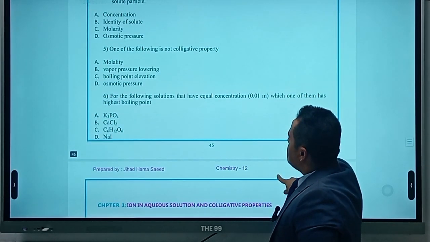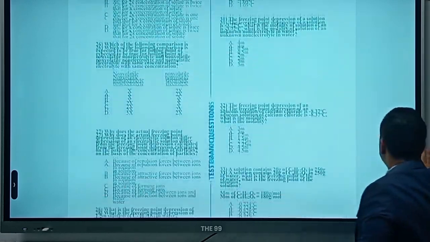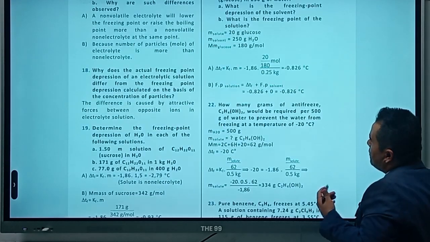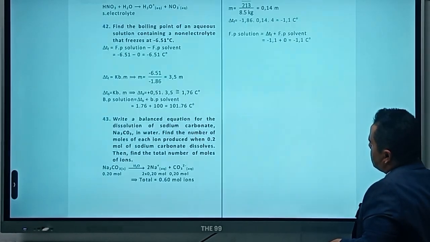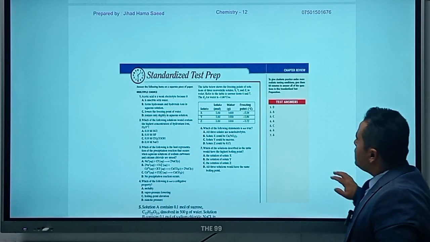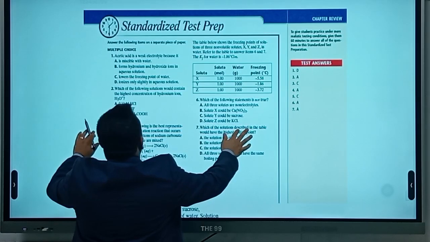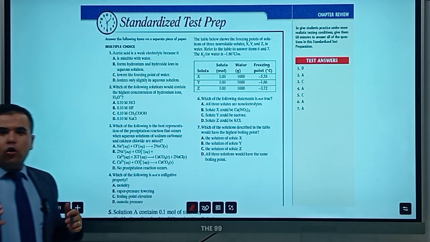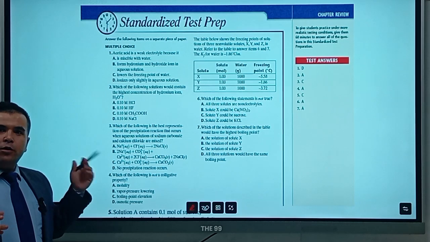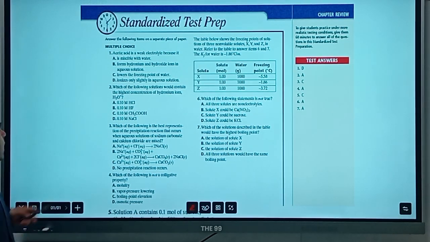We have got some ministerial exam questions, but let me solve the standardized test, guys. Standardized test prep. We have got so many here. The chapter review, we have solved the chapter reviews. Let us solve the standardized test prep, guys. Almost all the ministry questions appear in the standardized test.